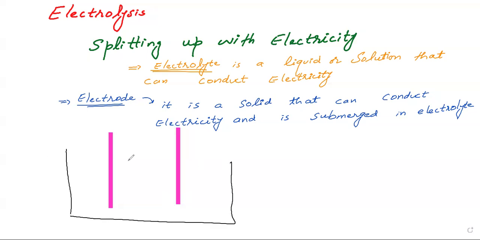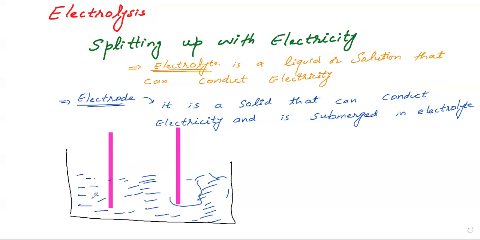Here you can see this is a container. In this container, we have this liquid. This blue colored liquid represents the electrolyte, and these electrodes are submerged in that electrolyte. The battery is there. A battery has two terminals. One is the positive terminal, shown by the bigger line, and the other is the negative terminal, shown by the smaller line.